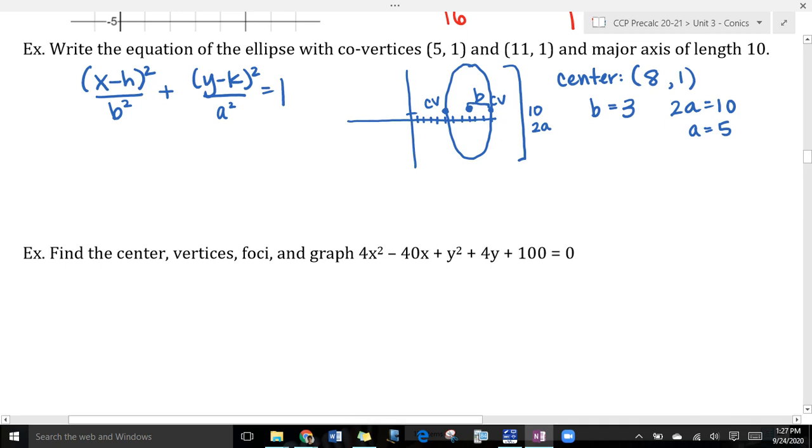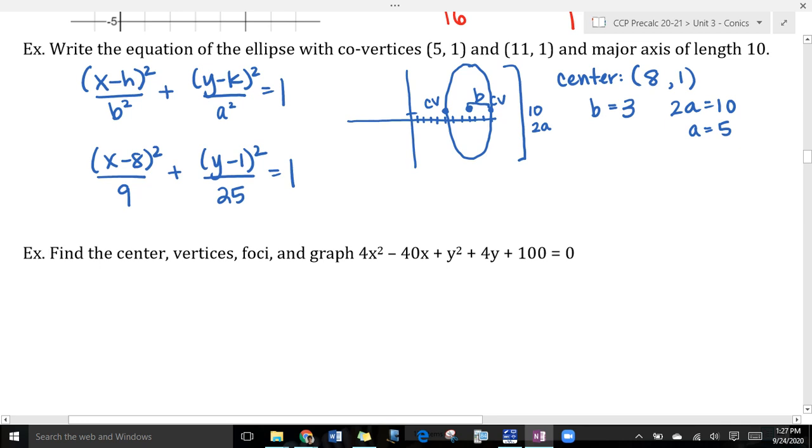So let's go ahead and go back to our equation. Our center is at (8, 1), so I can make this (x - 8)² and (y - 1)² equals 1. And then putting in the denominators, b² was the minor axis, and that was 9 because b was 3. a² was our major axis. a is 5, so that must be 25. Okay, so again, I needed to draw a little sketch to find those numbers.